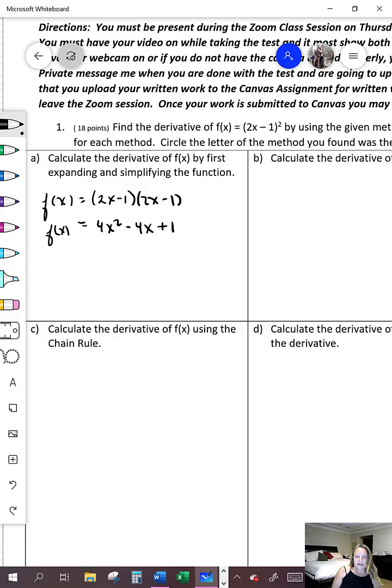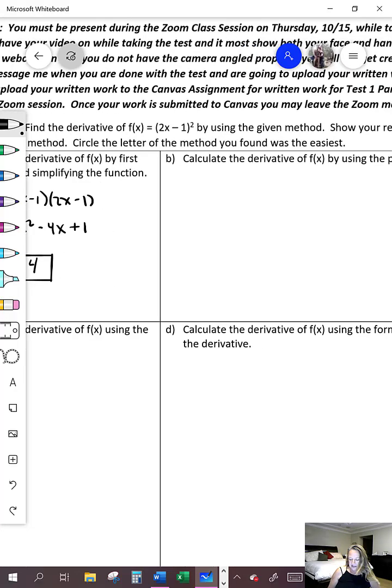So now we want to go ahead and take the derivative of this using the power rule. So the derivative, we're going to bring down the power, multiply by the coefficient in front, we get 8x. Subtract our exponent by 1, and so that's just 1. Minus the derivative of 4x is 4, and the derivative of a constant 1 is 0. So the derivative of f of x here is 8x minus 4.